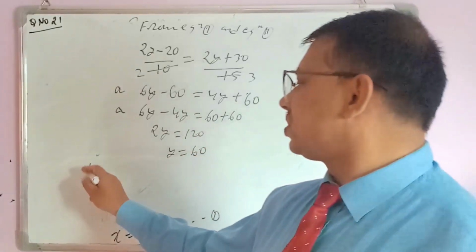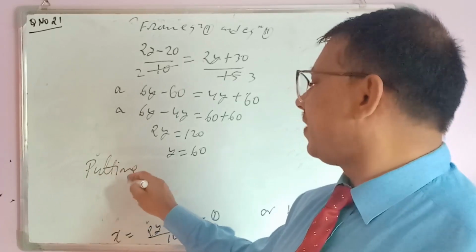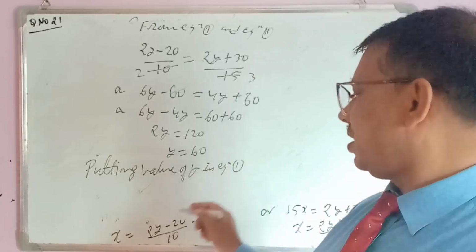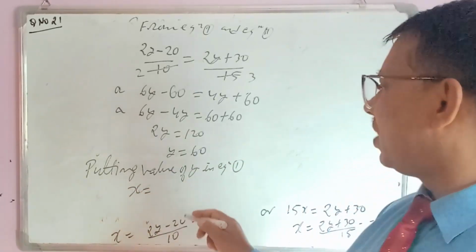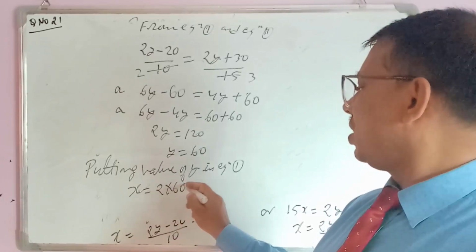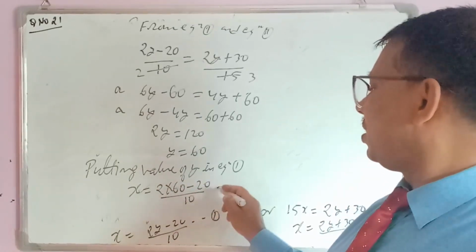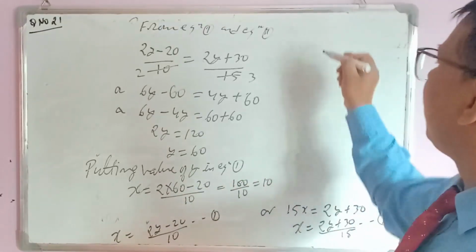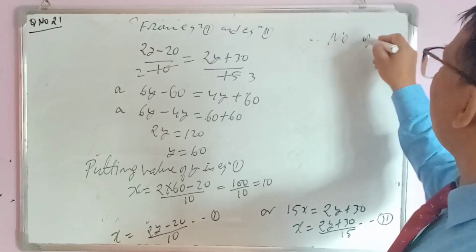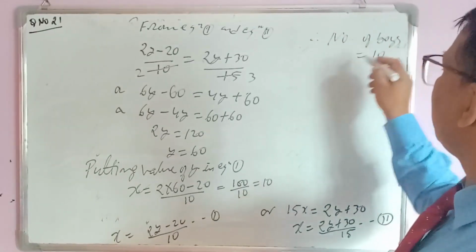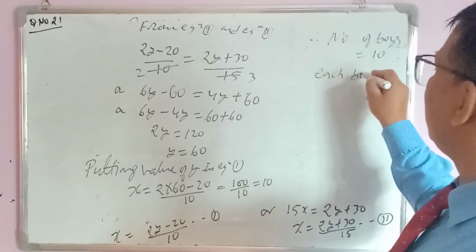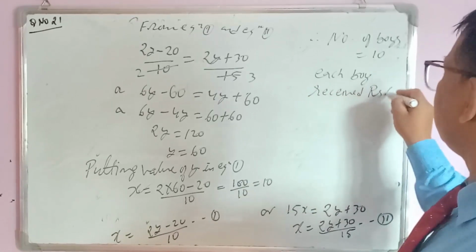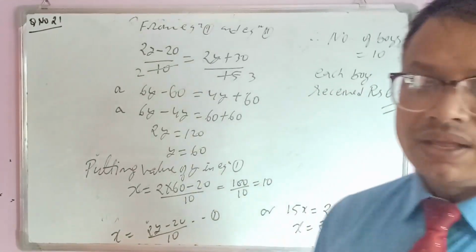Putting the value of y in equation 1, we get x equals (2y minus 20) by 10, that is 2 into 60 minus 20 by 10, that is 120 minus 20, 100 by 10, that is 10. Therefore, the number of boys equals 10, and each boy received rupees 60. This is the answer.